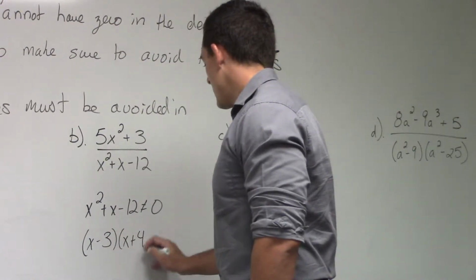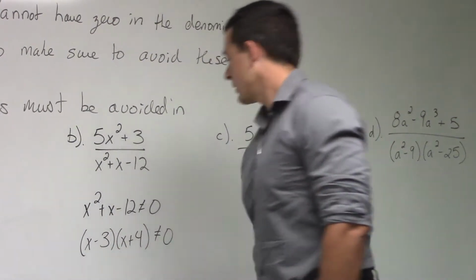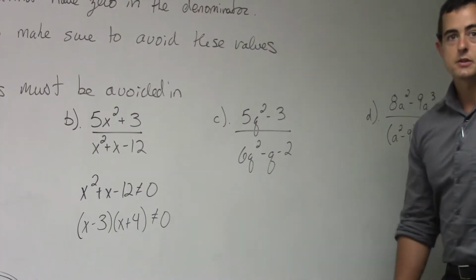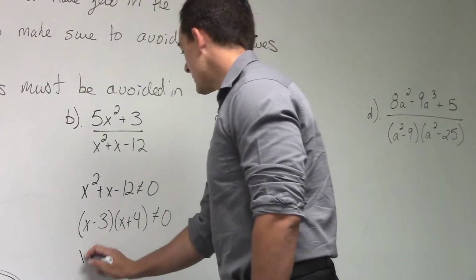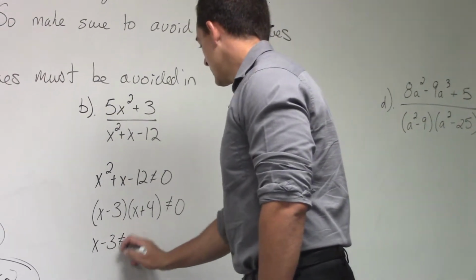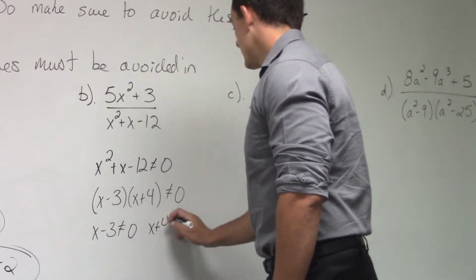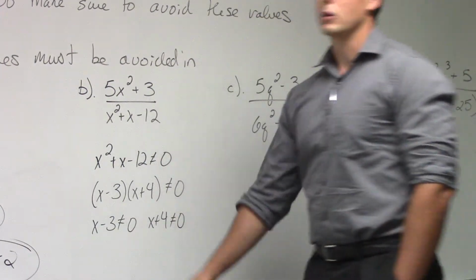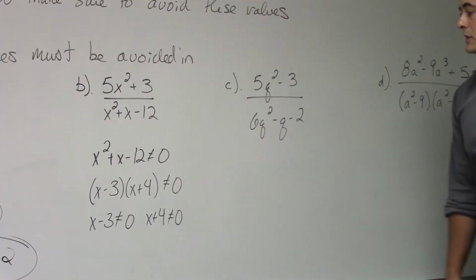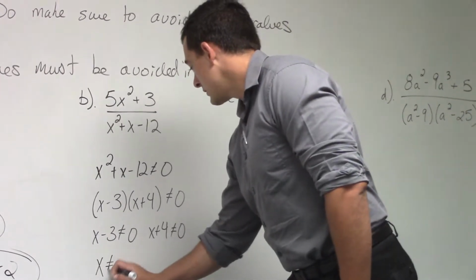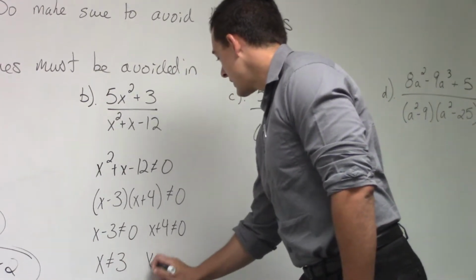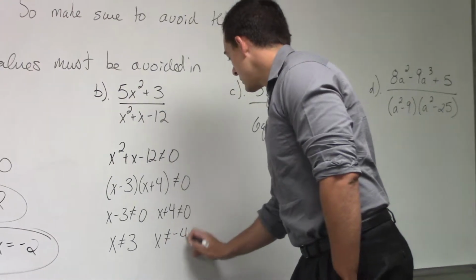Once you figure out what they are, you know how it factors. Once you have it factored, you know that you can set each one of the factors equal to 0. Or in this case, we're trying to show what values to avoid, so not equal to 0, same difference. And figuring out that in this case, there are 2 values that you have to avoid. X cannot be 3, x cannot be -4.